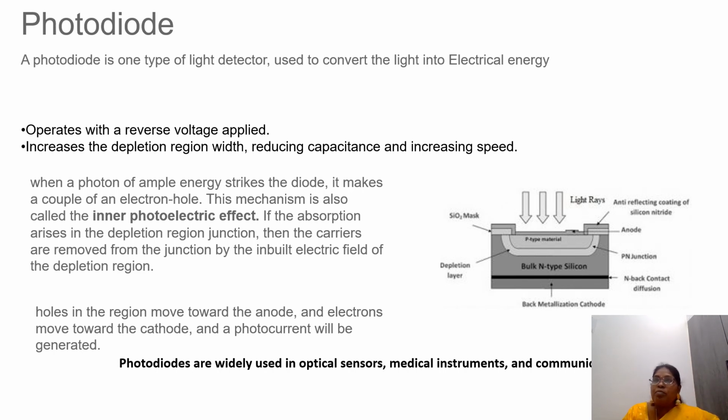The electrons in the valence band get excited and move towards the conduction band for the flow of current. In that way, the photocurrent will be generated. So this will be used in optical sensors, medical instruments, and communication networks. You can use these photodiodes there.